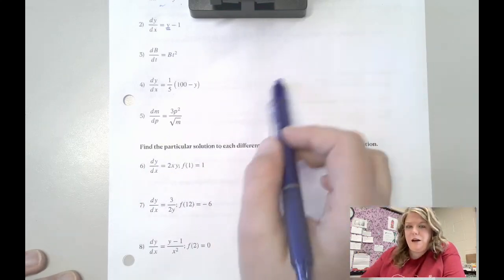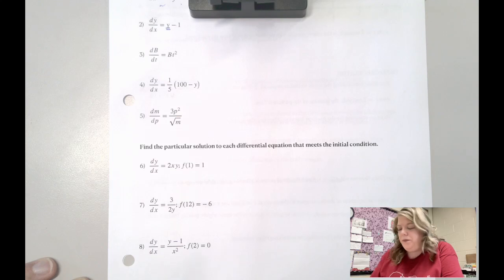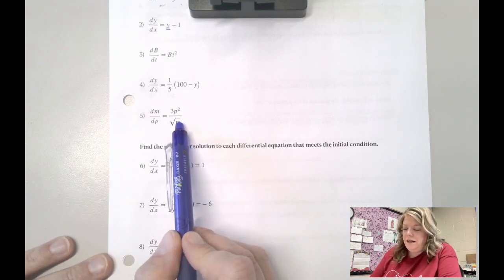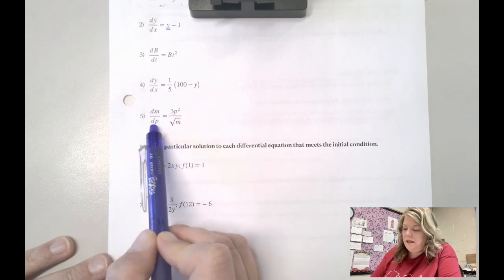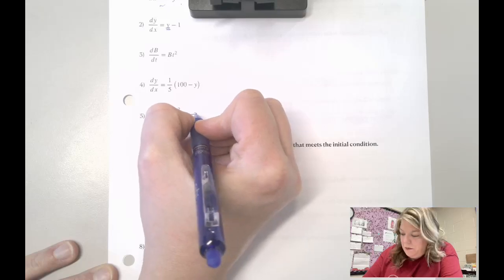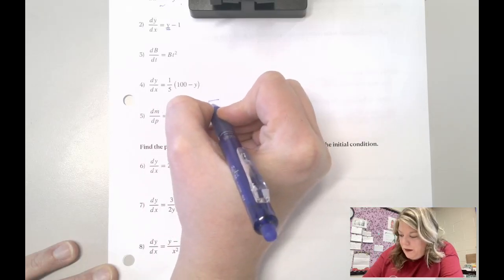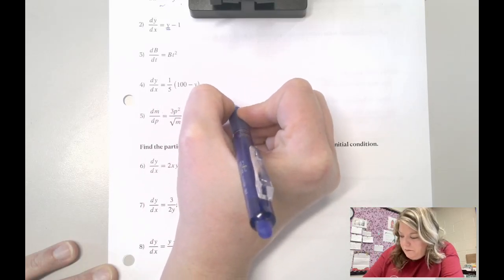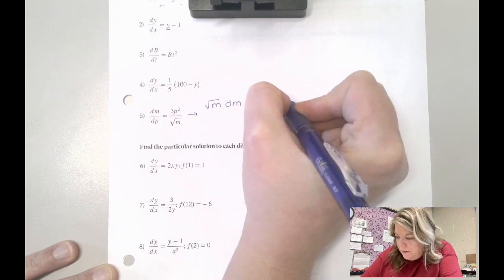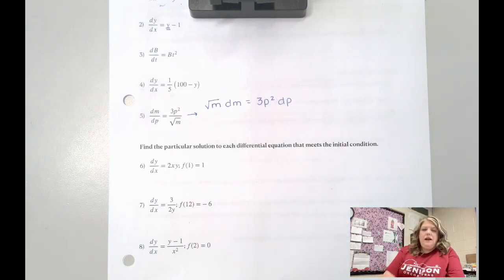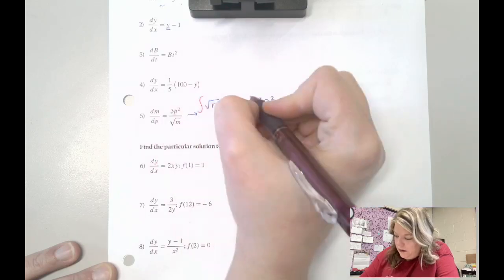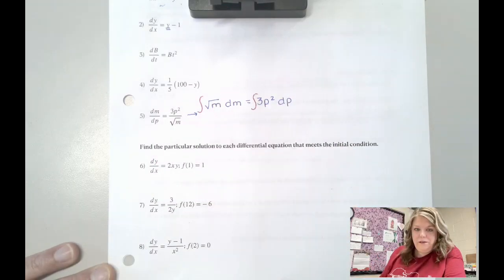By the way, I'm going to probably write up into this space too, so if you want separate paper to write that on or something, you're welcome to. But my first mission is to get the m on this side with the dm, and I get the dp over here with the 3p squared. So I'm essentially going to cross multiply. So I'm going to make this square root of m times dm equals 3p squared times dp. And I did that so that now I can come in and say, hey, I want to take an integral on this side and I want to take an integral on this side.